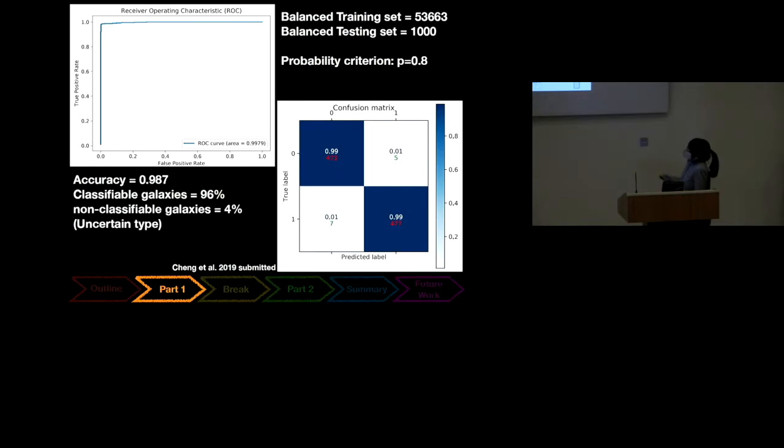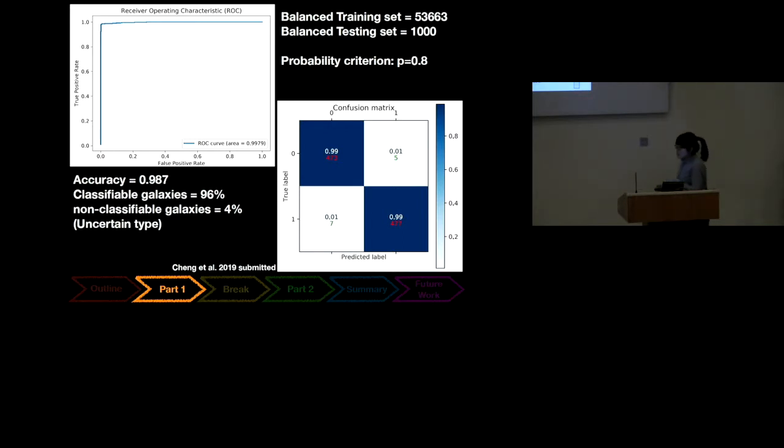We use the maximum available number in my training set, using a convolutional network and the combination input. With a probability criterion of 0.8, we get an accuracy of 0.987, which is very good for this type of classification. The uncertain type, meaning the predicted probability is lower than 0.8, is about 4% in this case.